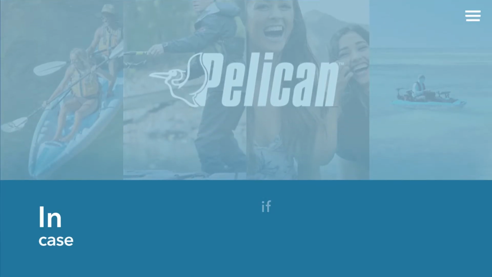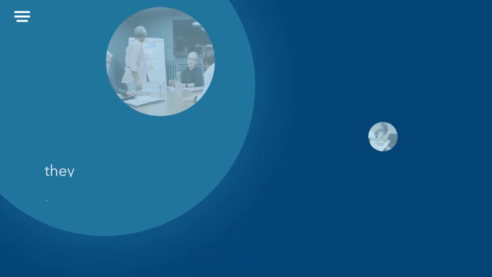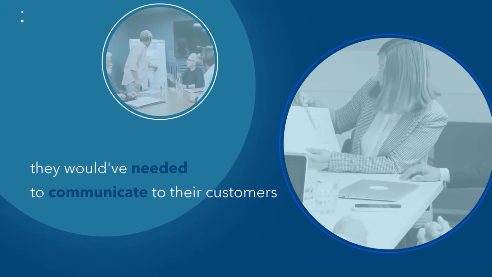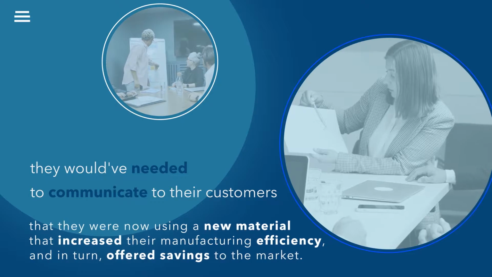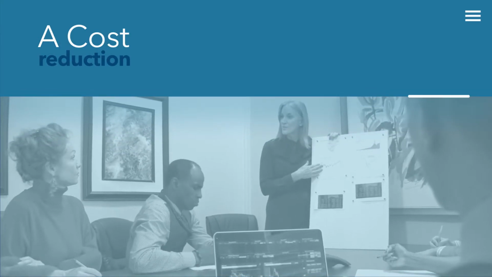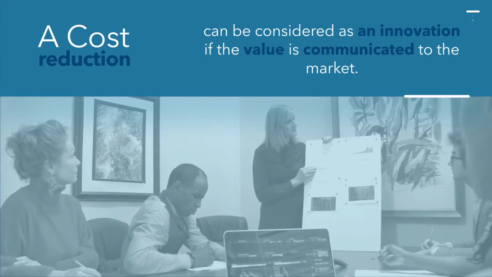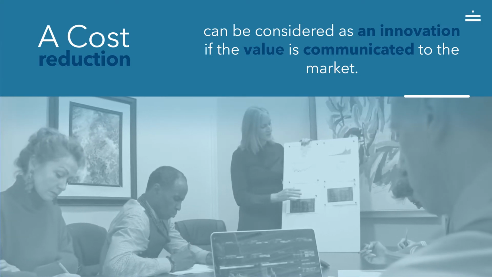In Pelican's case, if they wanted their new material to be recognized as an innovation, they would have needed to communicate to their customers that they were now using a new material that increased their manufacturing efficiency and in turn offered savings to the market. And so a cost reduction can be considered as an innovation if the value is communicated to the market.